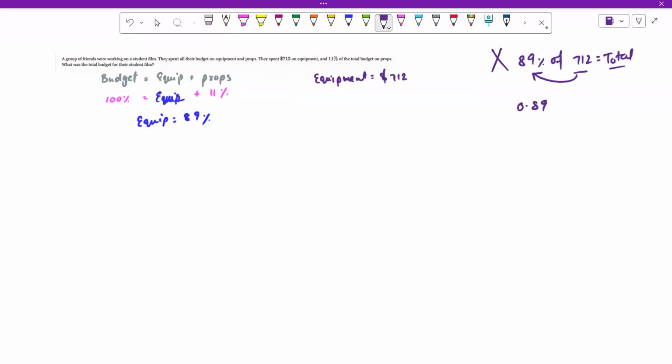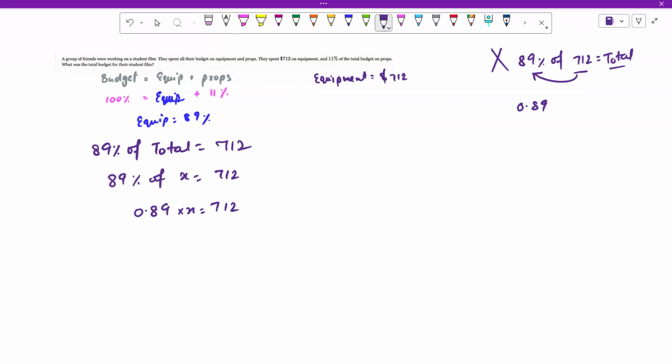They are saying 89% of the total whole thing is $712. They are saying 712 was spent on the equipment. The total budget we will have to find out. So I divided both sides by x.